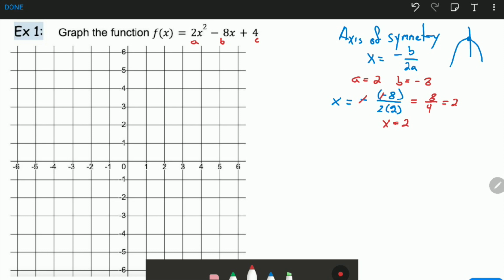Now the axis of symmetry itself doesn't really help us with the location of the vertex. We still need to know the height of the vertex, or the y value for the vertex. But that's easy enough to find. We just have to plug it into the equation. f of 2. If I do that, 2 times 2 to the second minus 8 times 2 plus 4. We can either type this into a calculator or do it by hand.